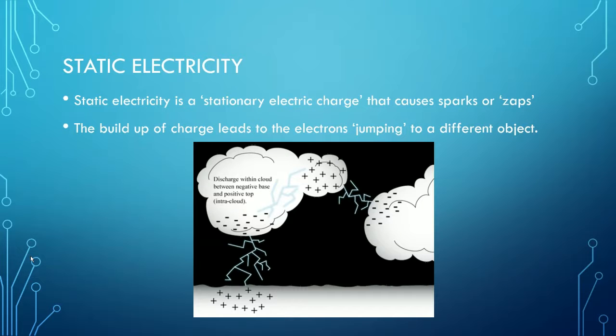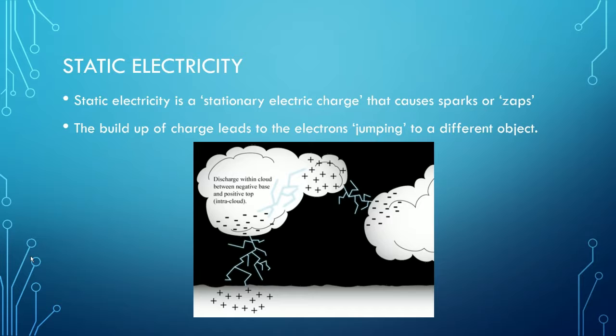So static electricity is a stationary electric charge. If you watch that Bill Nye video, you'll know that static kind of means stay. That's where that word came from. And electricity comes from the word electron. So stationary means not moving. Electric charge. That's how those words came to be.